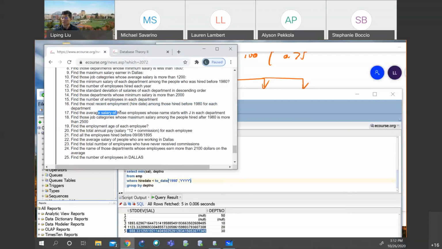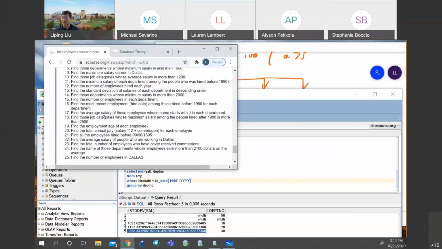Find the average salary for those employees whose name starts with J in each department. So in this case, you select cases too. So your name like 'J%', I think, starts with J for each department. So you need to group by department again.